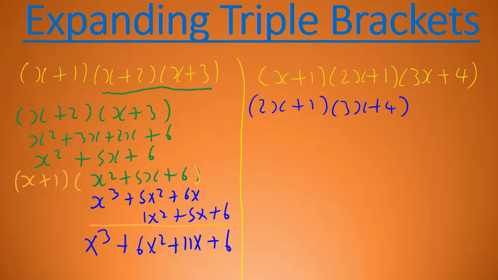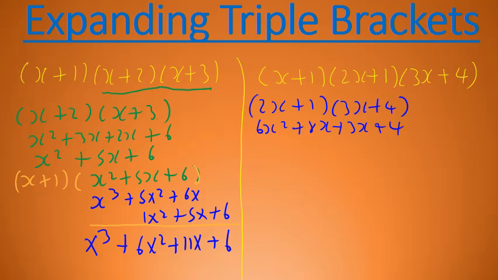So I'll just pause for a minute. Well, that's less than a minute really, and I'll carry on now. So 2x times 3x, that'll be 6x squared. 2x times 4 is 8x. 1 times 3 is 3x, and 1 times 4 is 4.